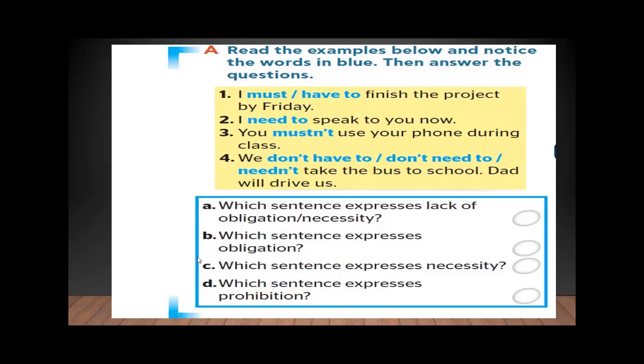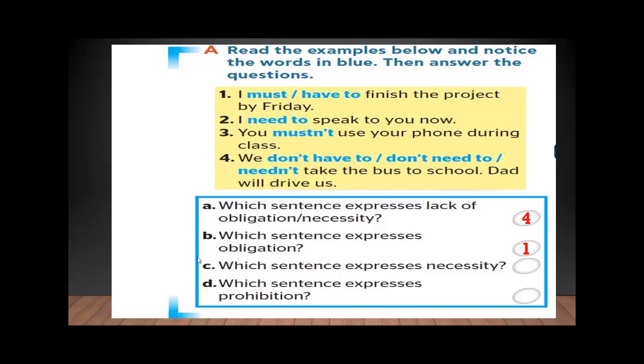A. Which sentence expresses lack of obligation and necessity? As we said, lack of obligation, lack of necessity means that you have the choice to do what you want. And it's number 4, which is don't have to, don't need to, and needn't.